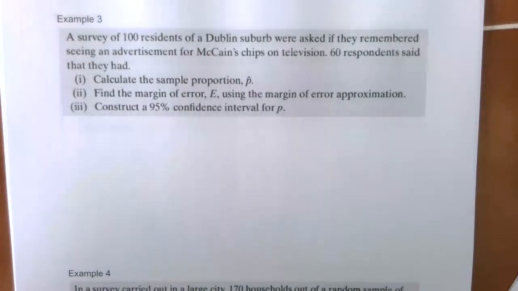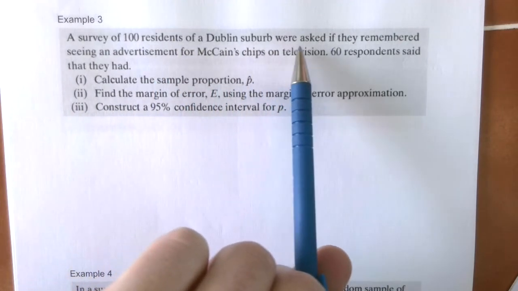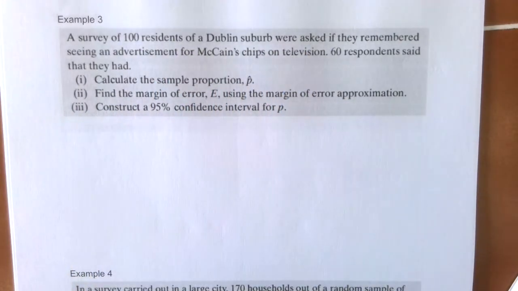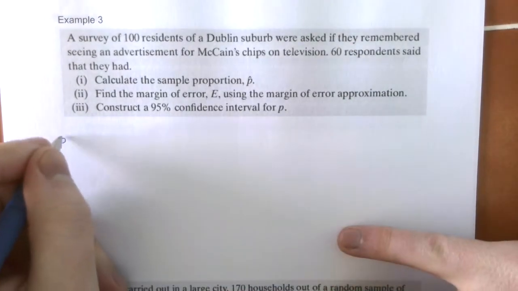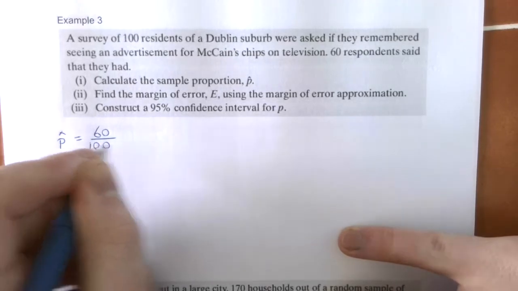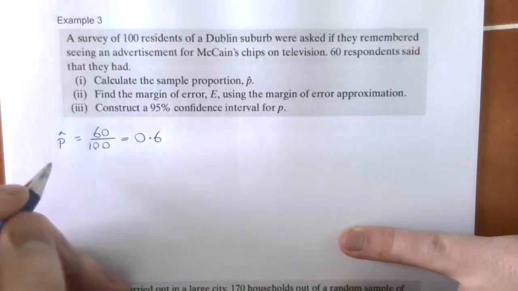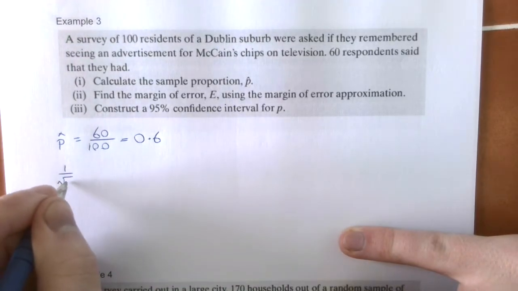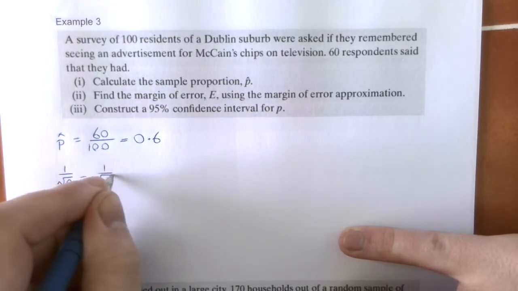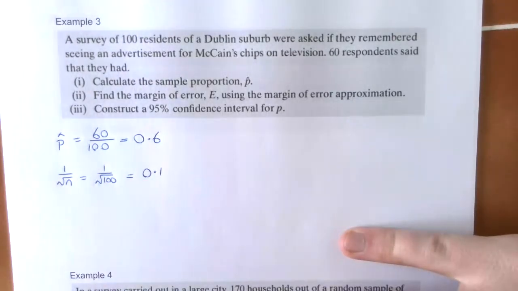This is a third example. Again, it's quite similar to the previous one. A survey of 100 residents in a Dublin suburb were asked if they remembered seeing an advertisement for McCain's chips on television. 60 respondents said they had. So first of all, we need to calculate the sample proportion, p hat. So p hat is equal to the number of respondents who actually saw it over the total number of respondents. So that is equal to 0.6. To calculate the margin of error, we're going to use the formula, which is 1 over the square root of n, the number of people that were actually surveyed. 1 over the square root of n is equal to 0.1.